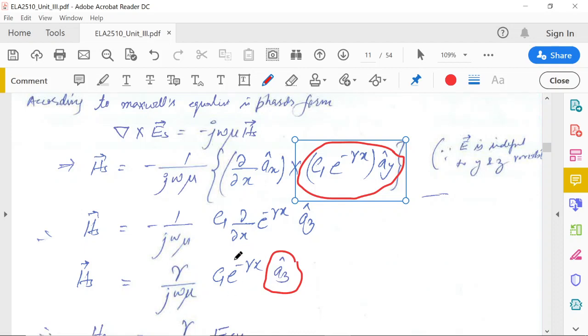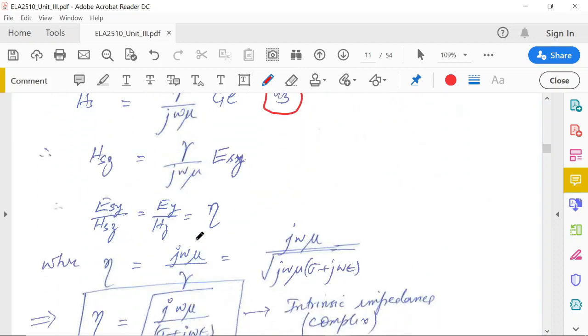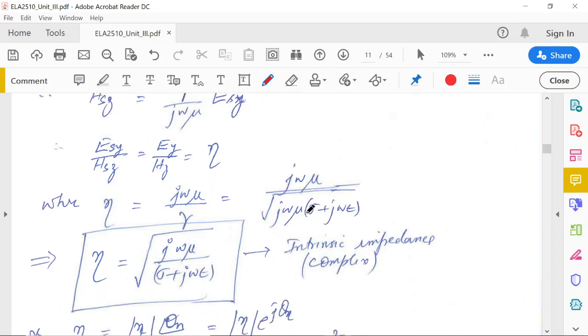And this is the magnitude, again gamma over j omega mu. So here we again denote it as eta. So eta equals j omega mu over gamma, and here it will be 1 over eta times Es y. So eta equals j omega mu under root, when you open this factor. Now this is a complex quantity.